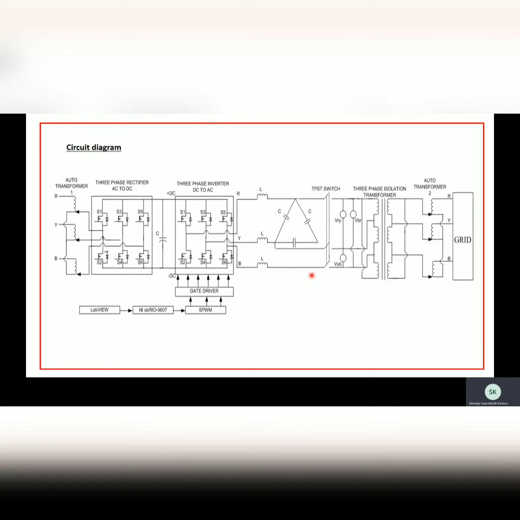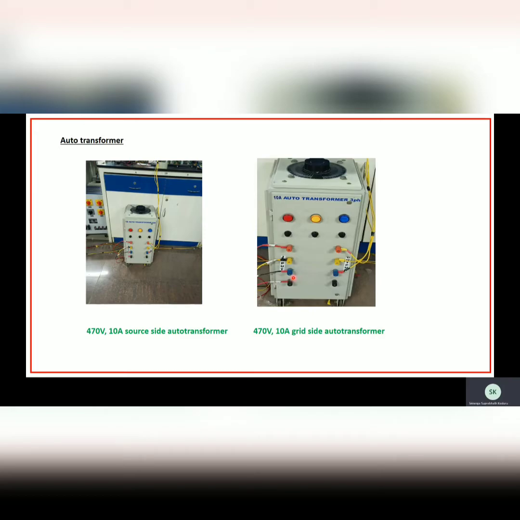Now we are going to see the components which are used for the grid connected inverter and their ratings. The auto transformers used at both the source side and grid side are of 470 volts and 10 amperes. The magnitude of voltage at the source side and grid side is matched using these auto transformers.